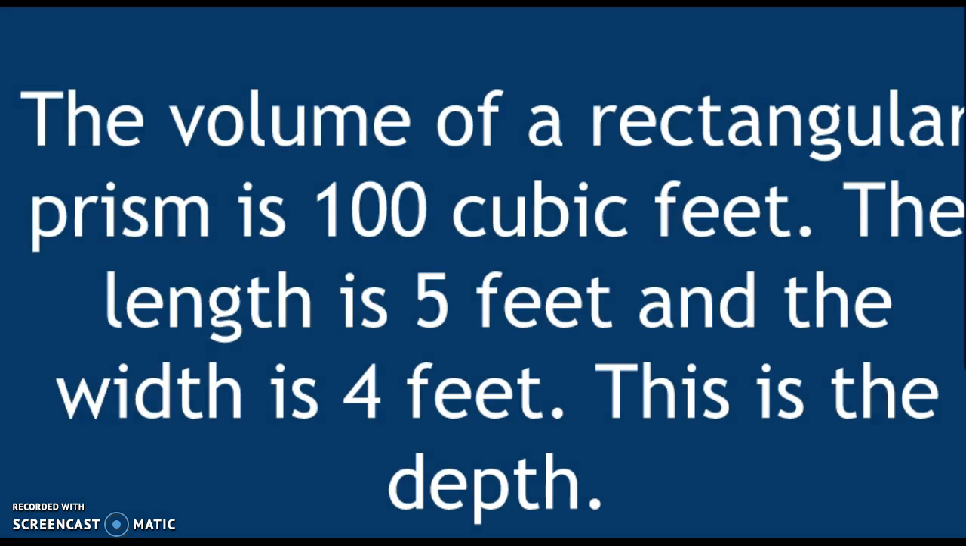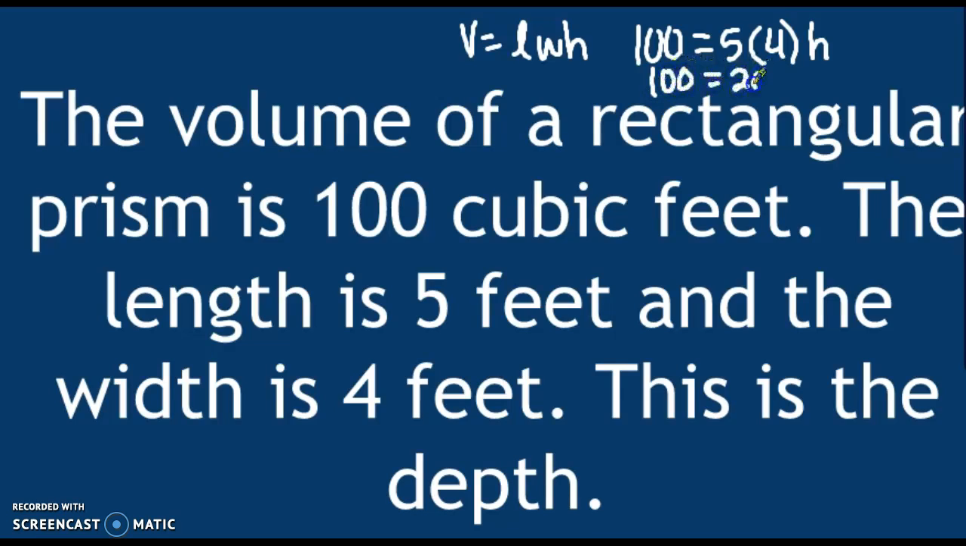The volume of a rectangular prism is 100 cubic feet. The length is 5 feet, and the width is 4 feet. We're looking for the depth. So volume equals length times width times height. Plug in what you know. You know that the volume is 100. You know that the length is 5 and the width is 4. So now we do the inverse operation. 5 times 4 is 20, and we're going to divide by 20 to get that the height is 5.